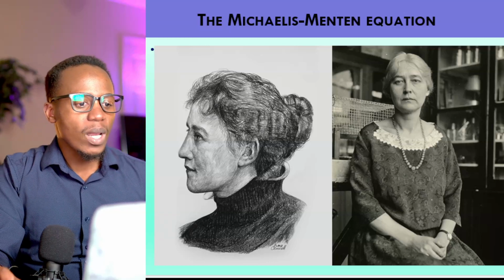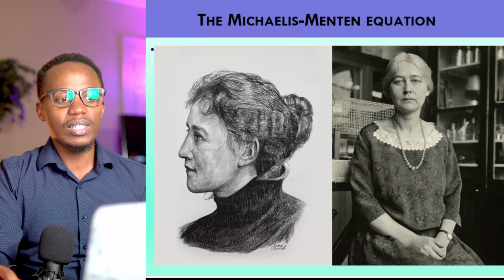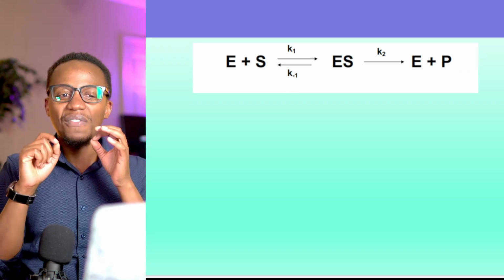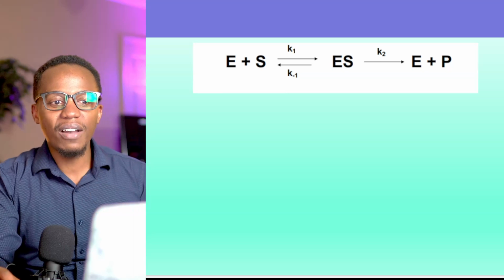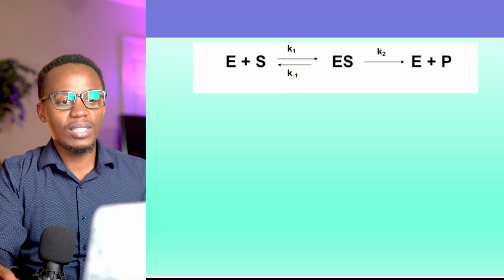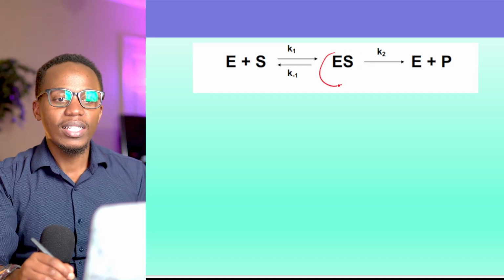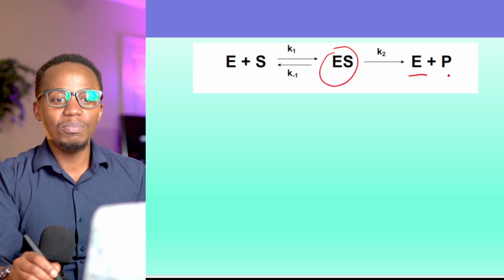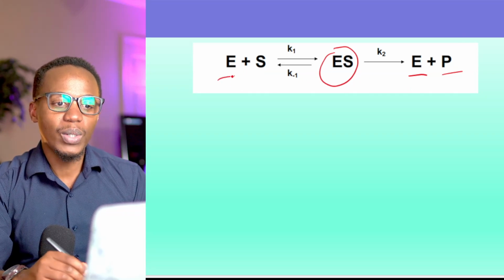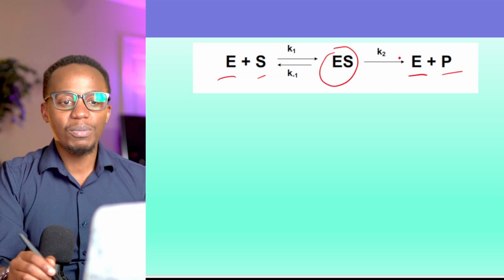So how did they do it? It was Michaelis and Menten, and they looked at this equation. So not only do we have a two-order reaction, we also have two different reactions. We have an enzyme plus substrate that gives us an enzyme substrate complex. This is one reaction, and then another reaction is the enzyme substrate complex gives our enzyme plus product, right? So we have a lot of moving pieces. We have enzyme, we have substrate, we have enzyme substrate complex, and then we have the product.